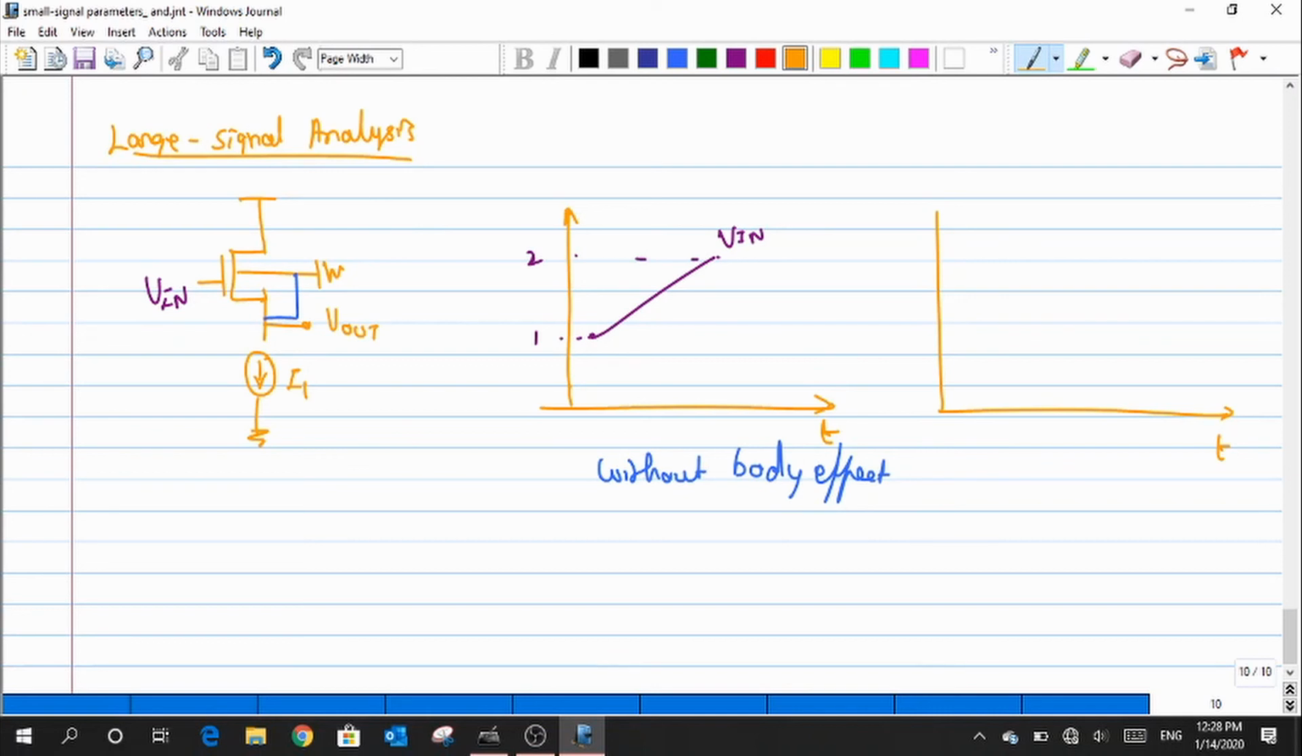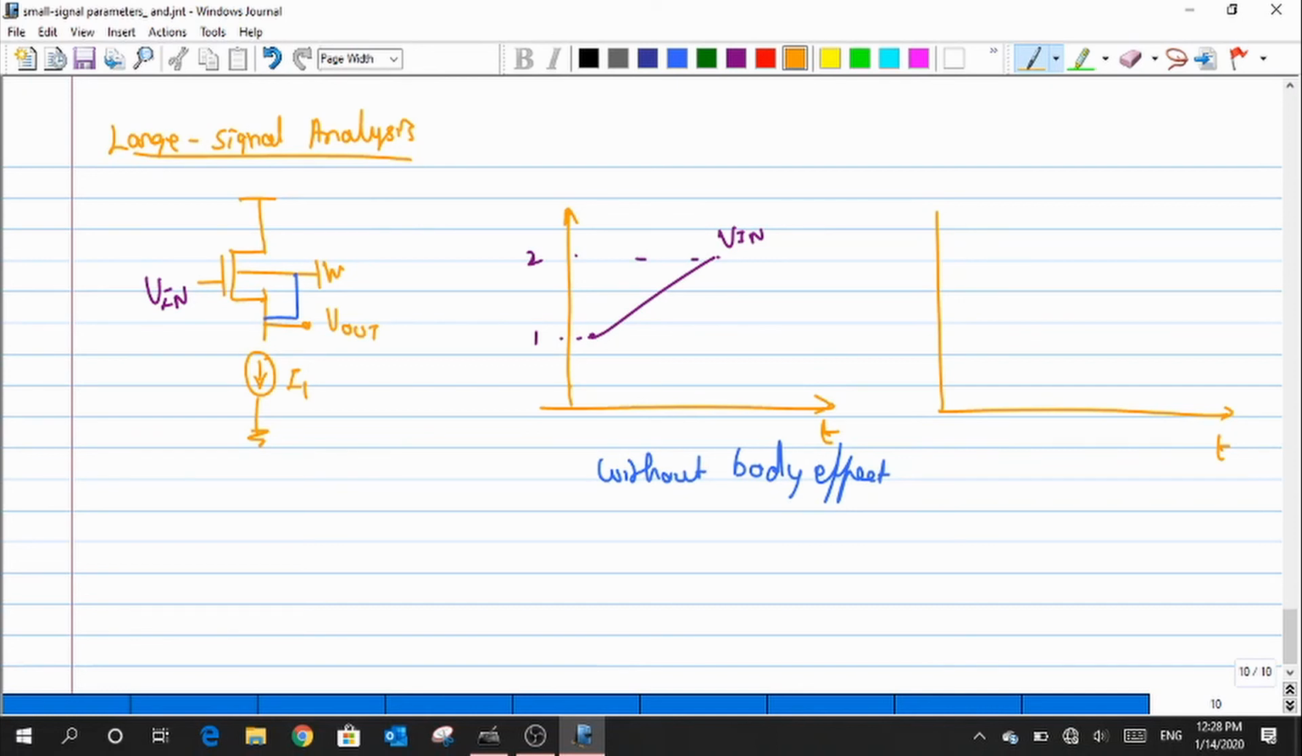Common? Yeah, drain, right? It's a common drain. It also has a special name along with it. What is that special name? Source follower. Okay, so now what do we really mean by the source follower name?